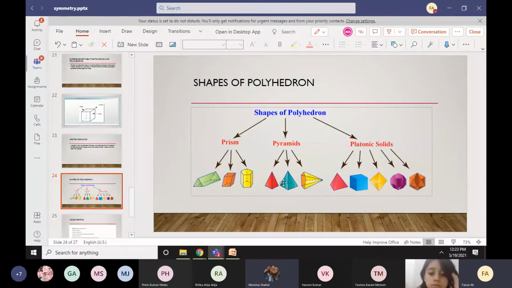Where are the pyramids, prism, cube, cuboid, cone shapes? Sir, cone and cuboid have a lot of shapes. Beta, see there, a polyhedron is made up of polygons. It means we join the polygons, so it becomes a polyhedron.